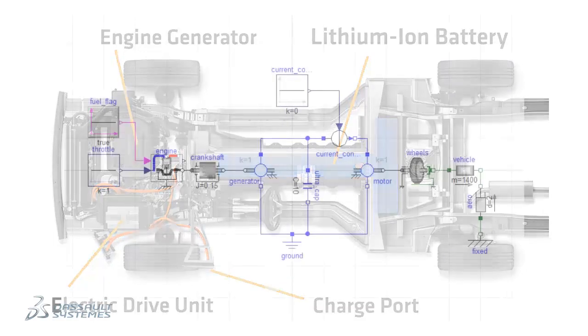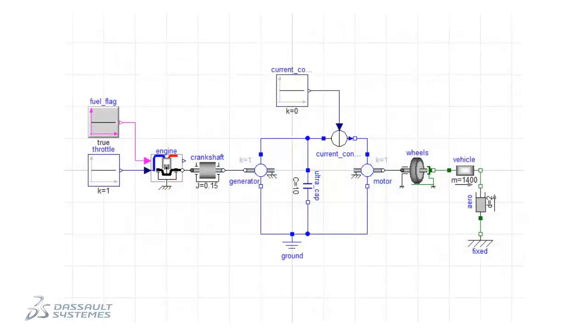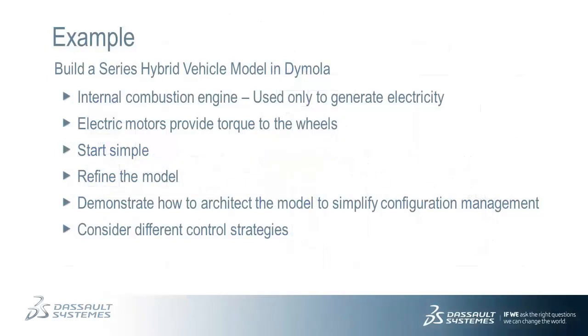For this example, we'll build out a simple model step by step. Once we've created this simple model of our system, we'll show how the model can be improved and refined. In doing so, we'll introduce some of the configuration management features in Modelica and show how these features are integrated into the Dymola development environment. The series hybrid example not only demonstrates how components from different engineering domains, like internal combustion engines and electric motors, can be combined to build a complete multi-domain model of your physical system, it will also demonstrate how Modelica can be used to model the control systems as well.